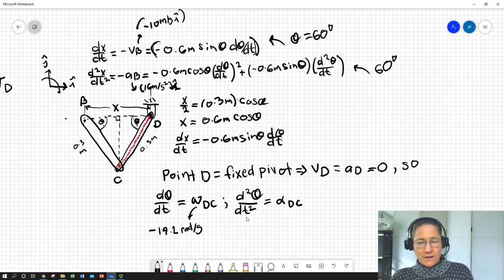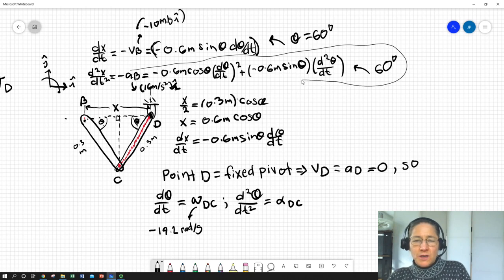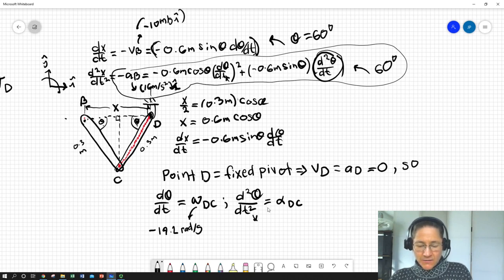Omega, and then if we substitute into this expression, we put in our 60 degrees, we put in 19.2 radians per second for our d theta dt, and 16 meters per second squared of acceleration of B. We can isolate d squared theta dt squared and end up getting a value of negative 182 radians per second squared.